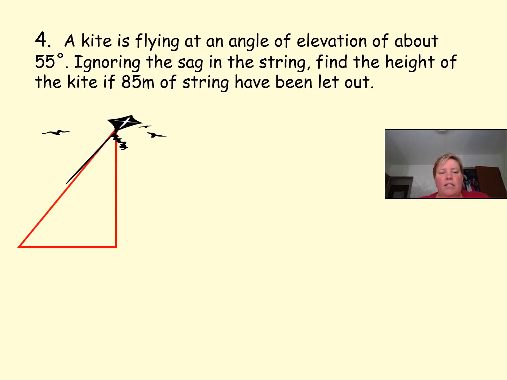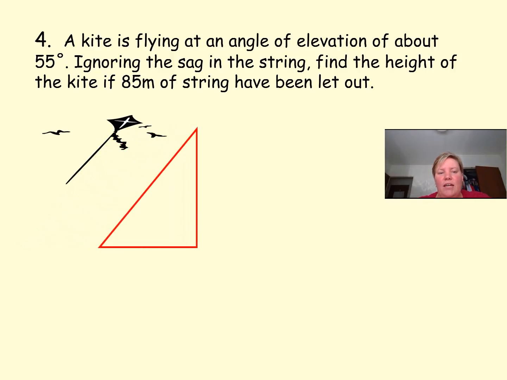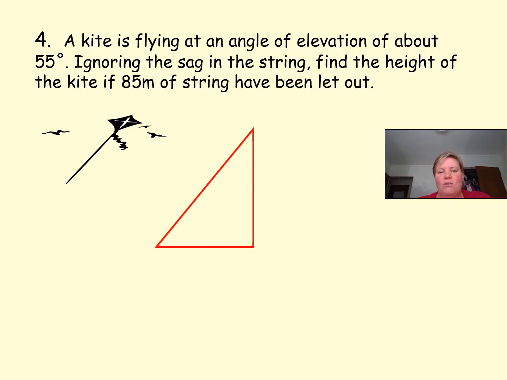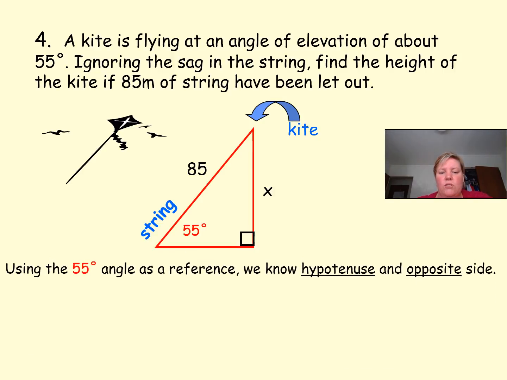Okay, there's the kite. There's the triangle. Look at that red triangle move. And there's the information on it. 55, string, 85, we know that. I'm looking for that. I actually want to know how high the kite is above me. So this time we know the hypotenuse and the opposite.